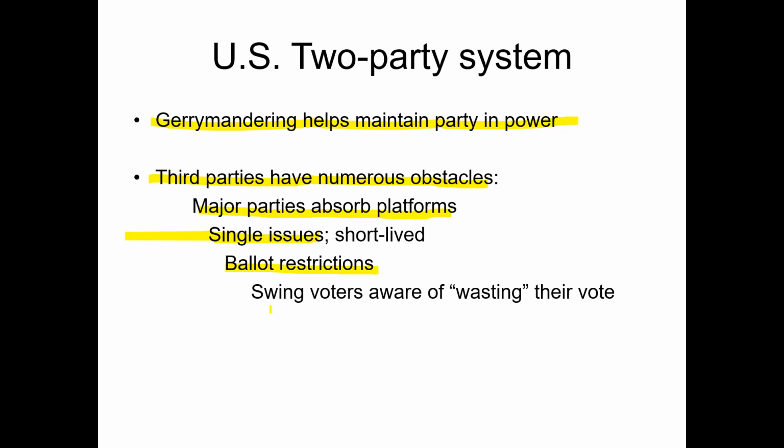And then another issue here is that the swing voters are aware that if they do vote for that third party, they are wasting their vote, in the sense that they know that that party is not going to win. So therefore, that minimizes the number of swing voters out there, because most people will just go ahead and vote for one of the major parties, because at least they know that their vote could potentially pick the winner. So that's another interesting dilemma that we have in the United States with our two-party system.